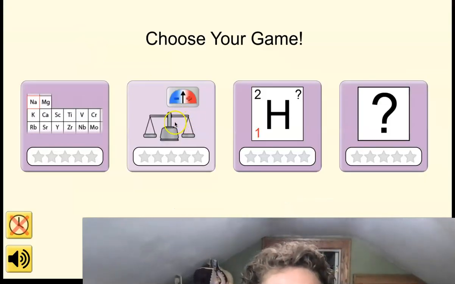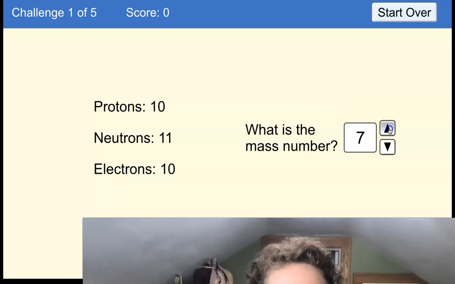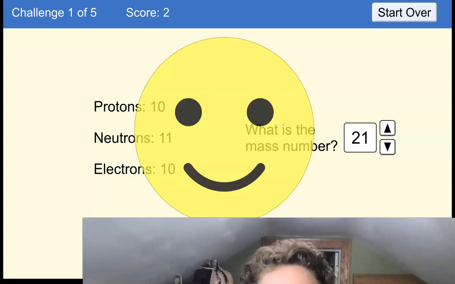I'll show you an example of how to play level 2 here. What is the mass number? Well, I know that protons plus neutrons is the mass number, so 10 plus 11 equals 21. So if I keep bumping up the mass number here, all right. If I was going to keep playing the game, which is what you should do, is click next. I'm going to click start over so I can go to the next level.